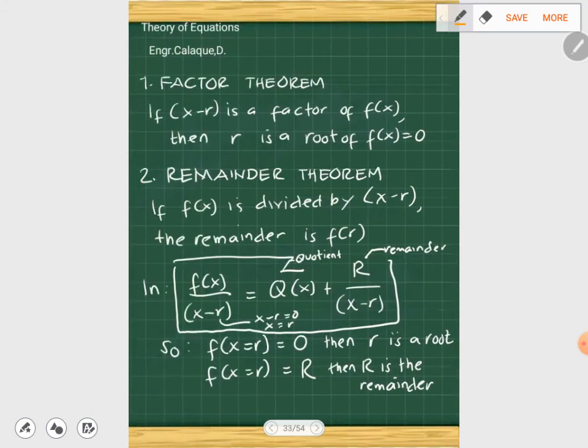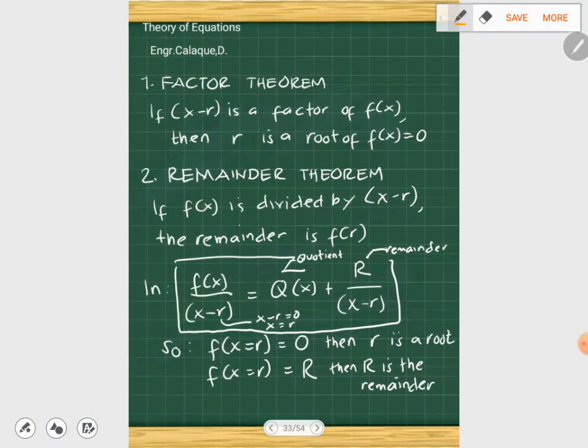Kailangan meron ka lang pag yung function of x mo, pag i-substitute mo yung value ng r, then pag nag-equal yun ng 0, ibig sabihin yung r, yan yung root niya or isa yun sa mga factor niya. Pag i-substitute mo yung value ng r dun sa x niya, then may value siya, may any constant siya. So yung constant na yun, that is called as the remainder. So ganun yung theory of equation.